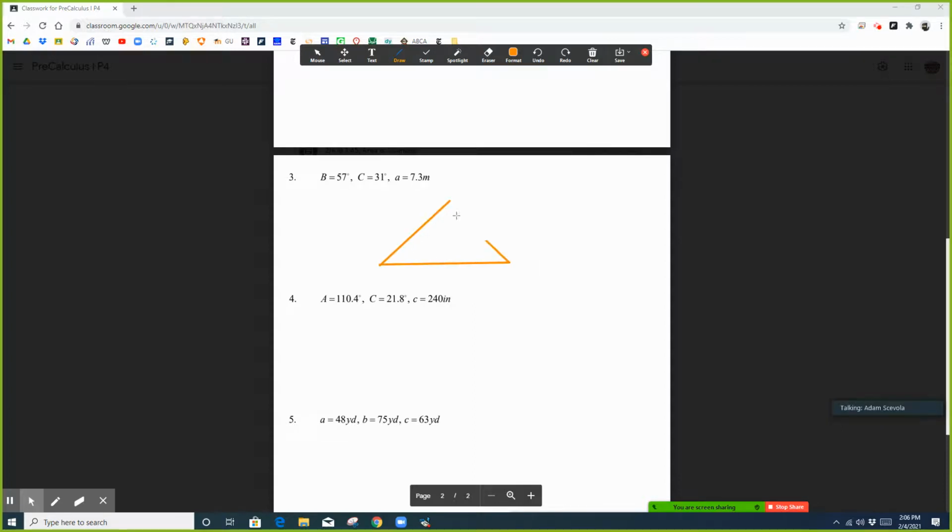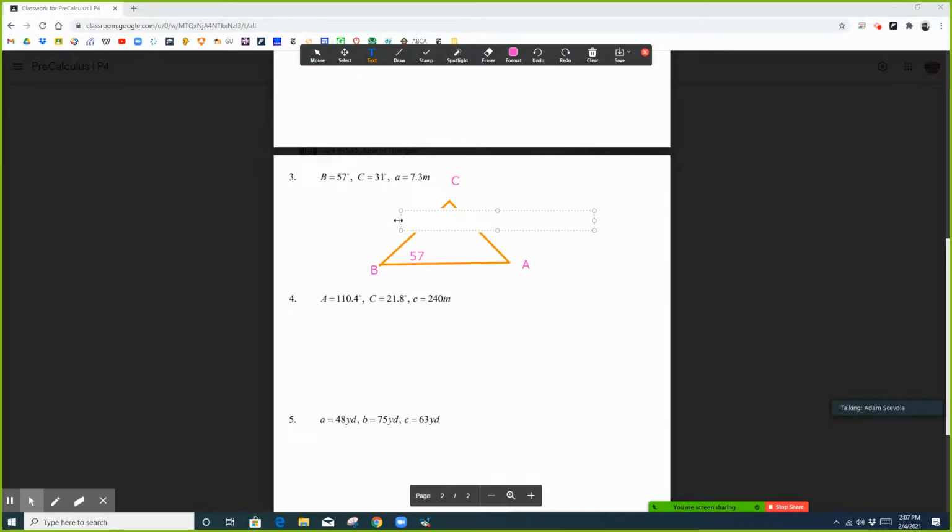Just make it look like this. I don't really know exactly how it's going to look. I'll make this angle A 31 degrees, or make that angle C rather. I'll make this 57 degrees. Call that B. And then I guess this would have to be angle A then.